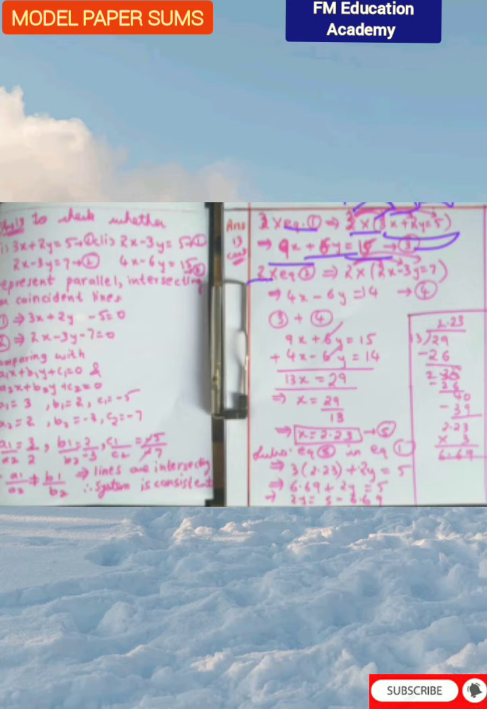Now multiply equation 2 with 2. So 2 into (2x minus 3y) is equals to 7. 2 2s are 4x, minus 2 3s are 6y, minus 6y is equals to 14. So we have the third equation and the fourth equation.